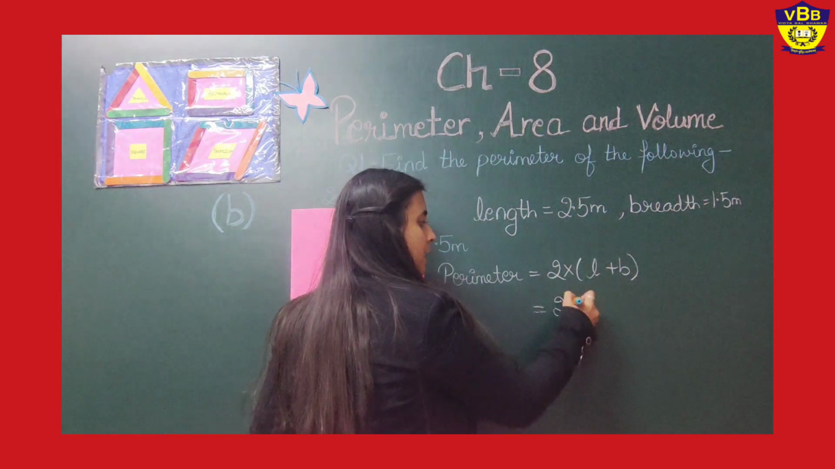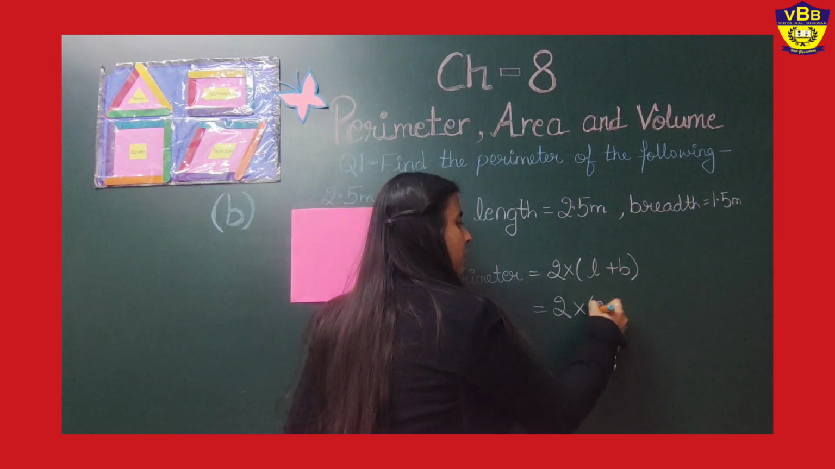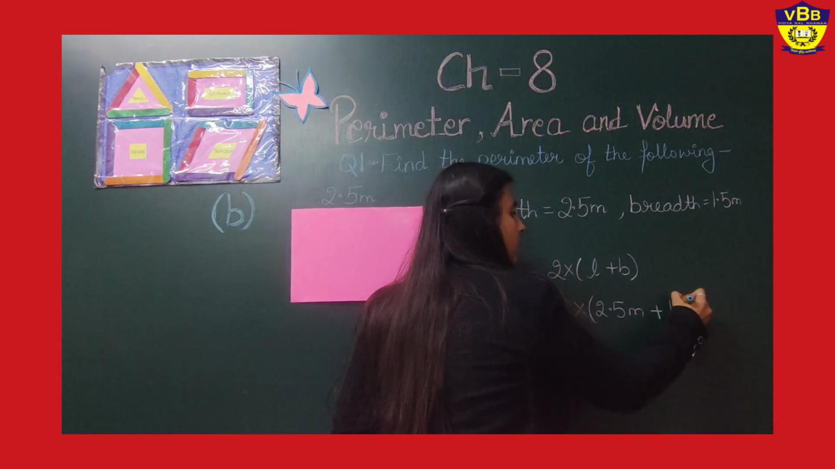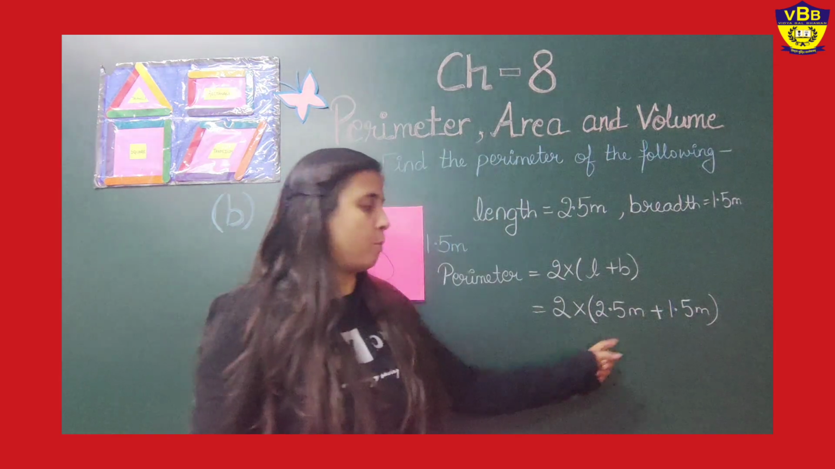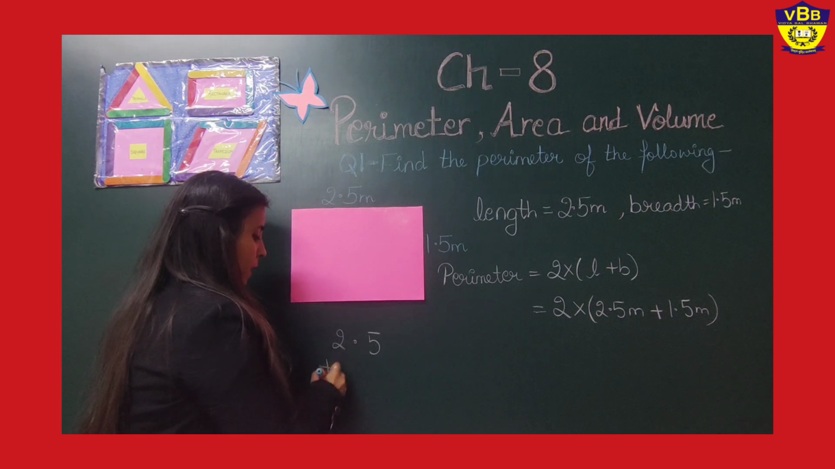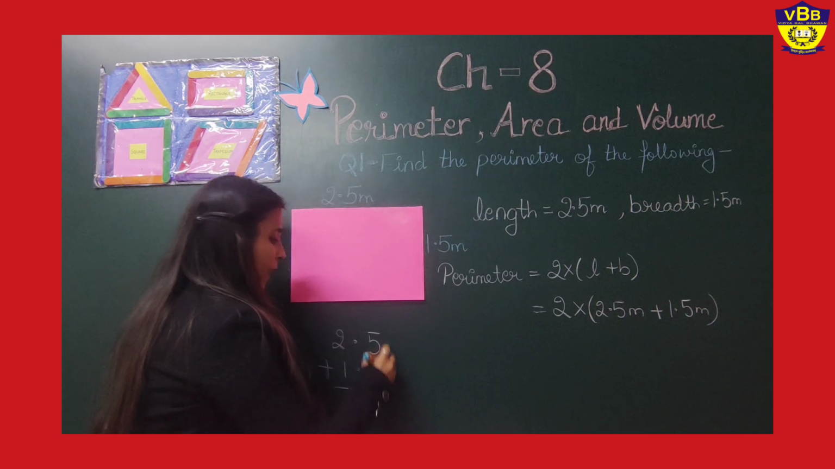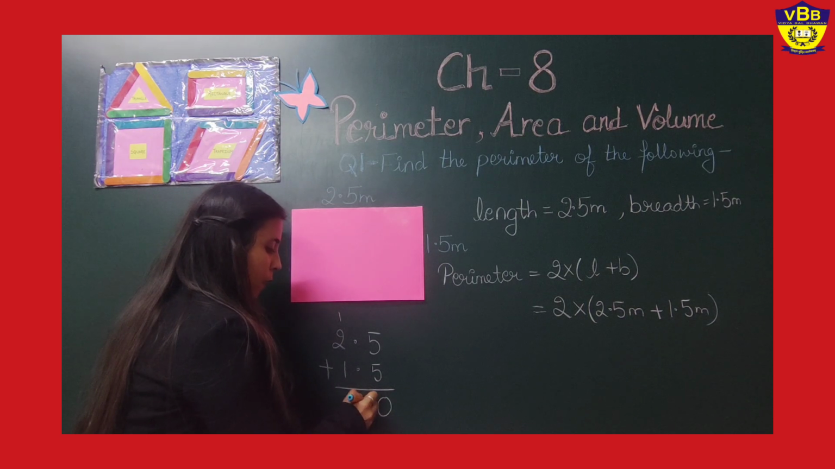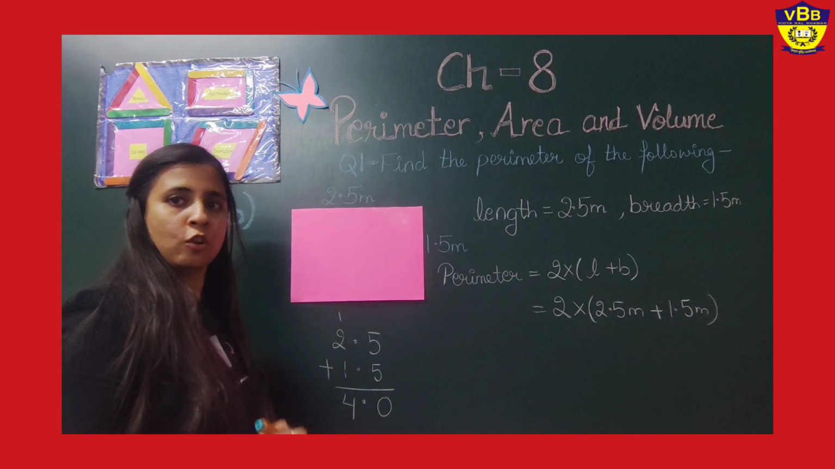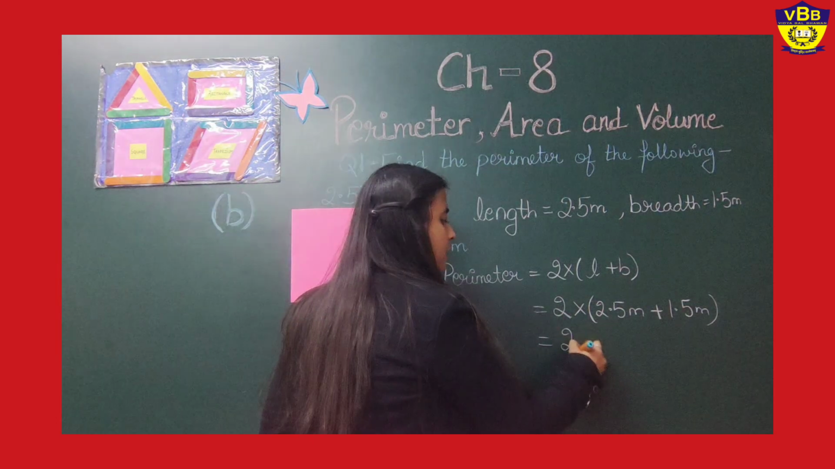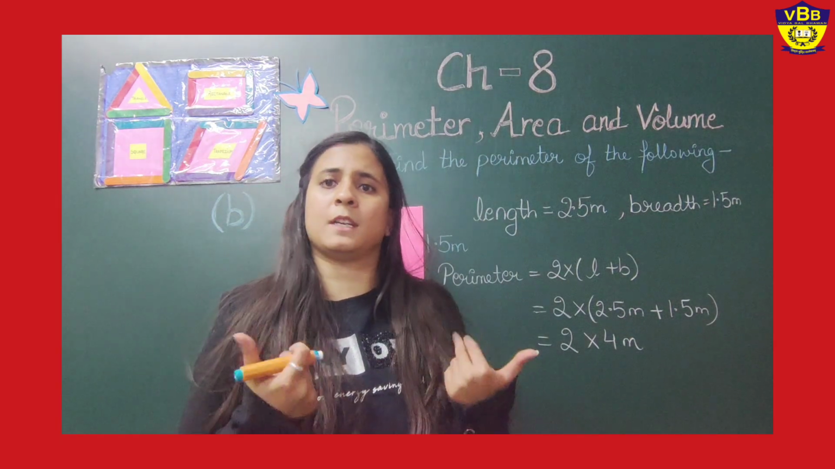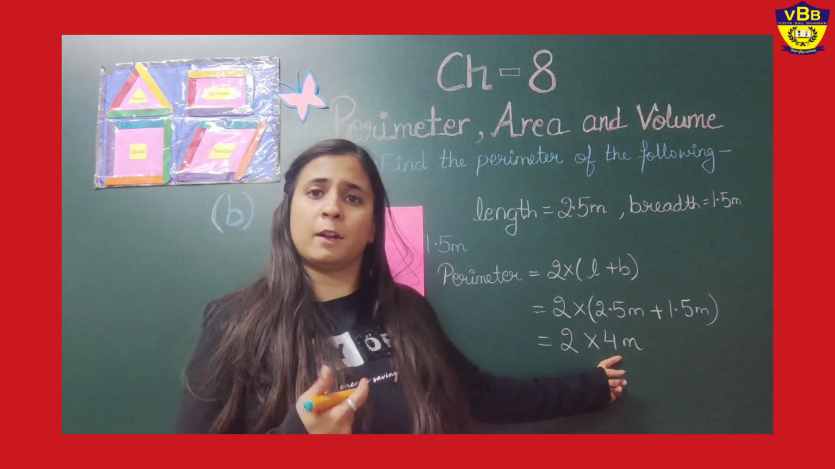So put the given figures in your formula. 2 will remain as it is. Length is 2.5 meter and breadth is 1.5 meter. So add 2.5 and 1.5. 5 plus 5, 10. The point will come here. 2 plus 1 plus 1 becomes 4. So your answer is 4.0, which means 4. We all know decimals: after the decimal point if 0 comes, it has no value. We can write it as whole number 4.